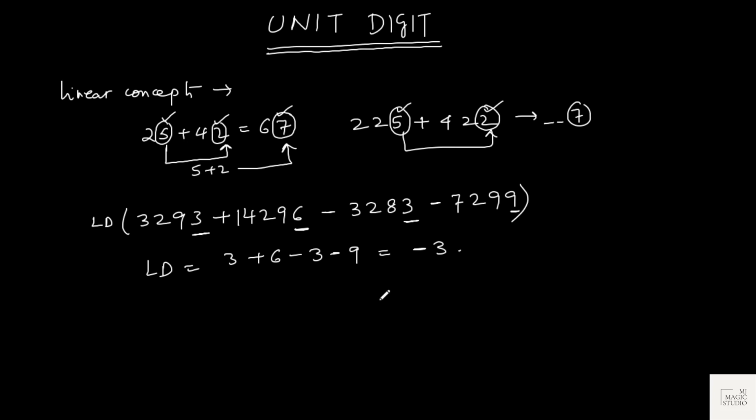Now, we just need to understand that the last digit cannot be negative. If after the operation it is coming out negative, then what to do? If the result is negative, add the base point to it. Base point means the number system in which we are playing. Here we are talking about the decimal number system. So, since our decimal base point is 10, the last digit finally would be minus 3 plus 10, that is 7.